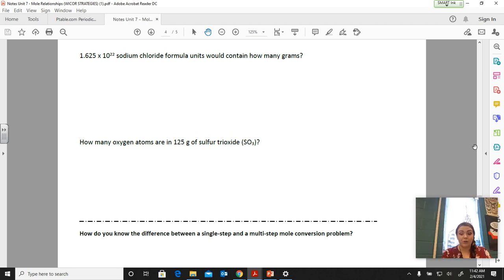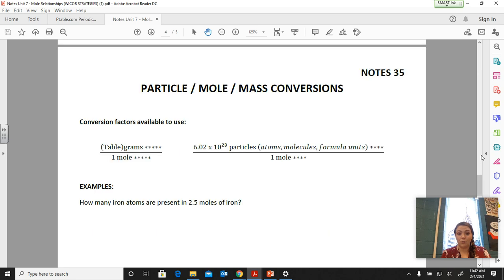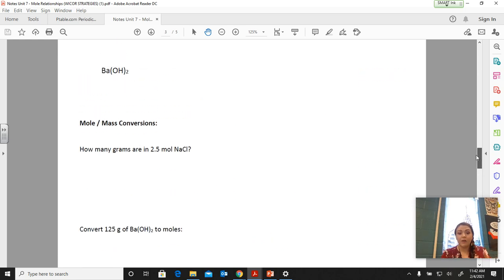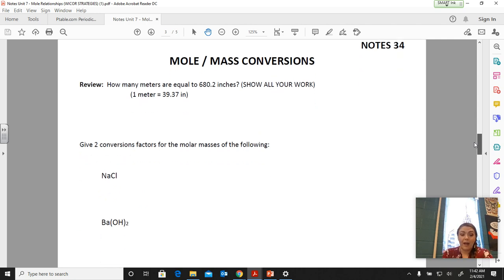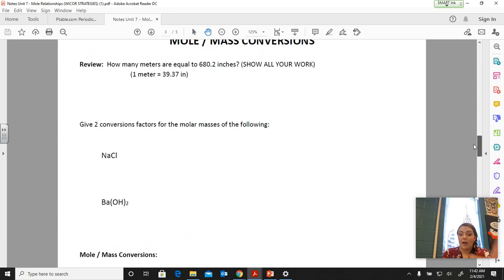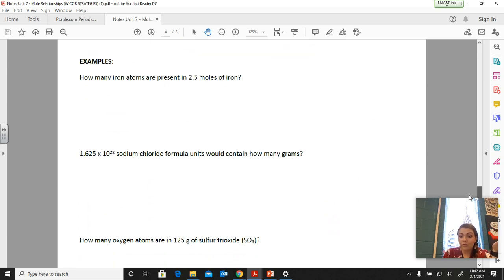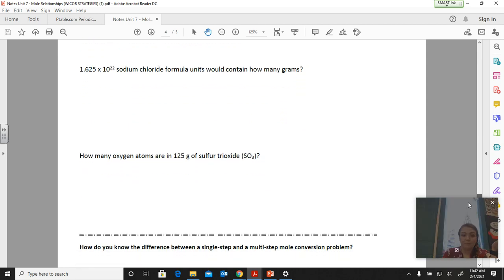You know you're going to use both conversion factors. You're going to use 6.02 times 10 to the 23rd, but you're also going to use the conversion factors that we did with molar mass, where it was their mass in grams over 1 mole. You're going to use both to be able to get to the right unit. Okay, so knowing that, let's just begin.